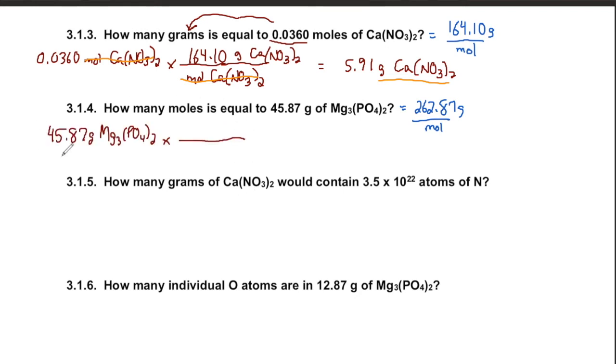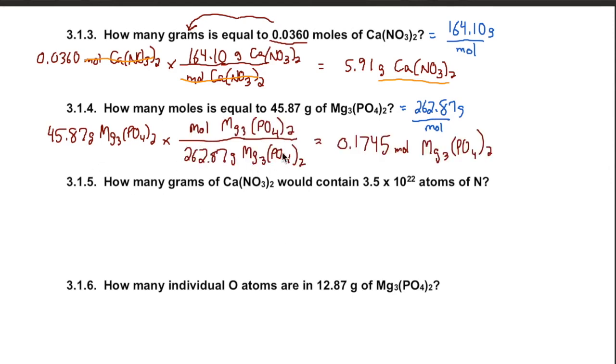For this next problem, we have 45.87 grams of magnesium phosphate, and we want to convert that into moles. We're going to have to put grams on the bottom and moles on top so that we can cancel our grams and end up with moles. And so we divide 45.87 by 262.87, and we end up with 0.1745 moles of magnesium phosphate.